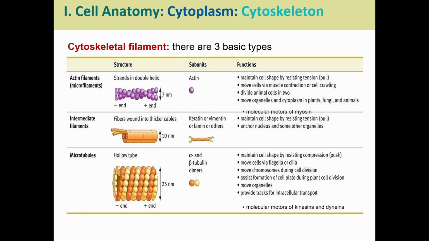So here's the three basic types. We have the microfilaments, the intermediate filaments, and the microtubules. Don't confuse microfilament and microtubule. Microfilaments are really thin. Think of a little tiny thread, right? Versus a microtubule is more like a big rope, right, with a hollow inside. So actin would be a good example of the microfilament. For intermediate filaments, things like keratin, and then things like alpha and beta tubulins would be a good example of the microtubules.